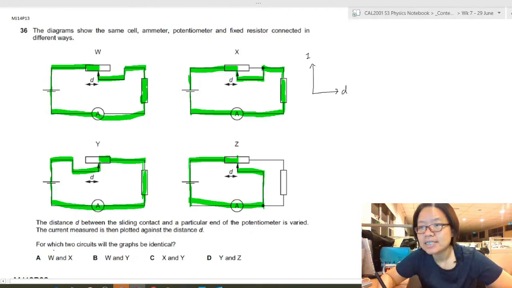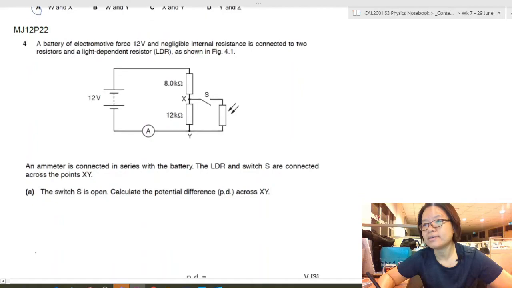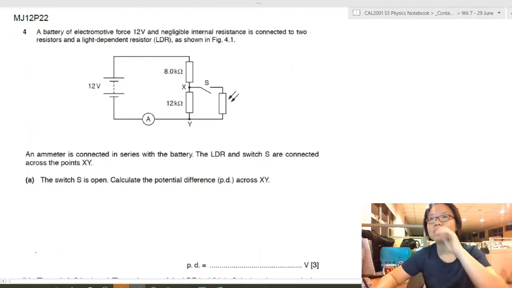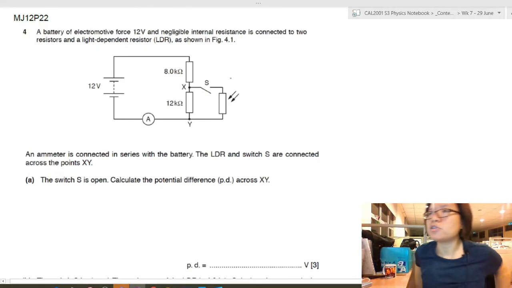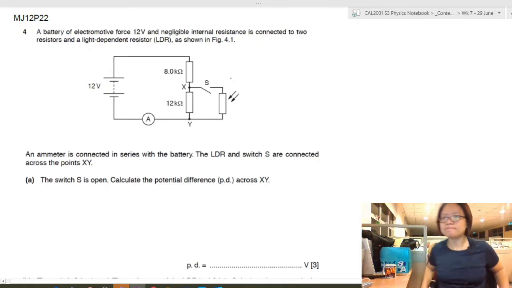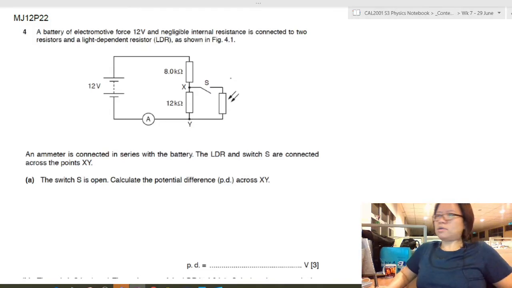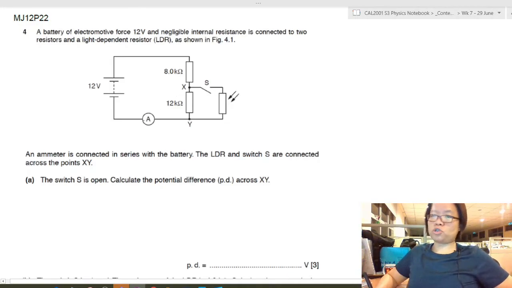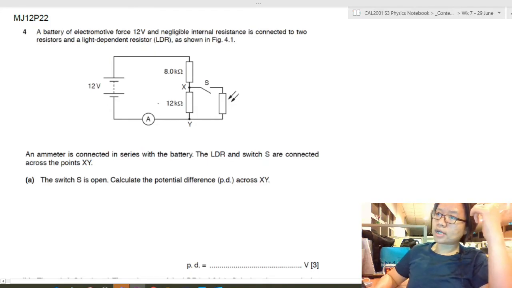Alright, moving on. We're almost done. And then this one, time for some structure. Paper 2. Here you have a battery of 12 volt, of negligible internal resistance. You have an LDR, 12 kilo ohm, and then you got the switch. The ammeter is connected in series. LDR and S are connected across point XY. Switch S is open. Calculate the potential difference across XY.